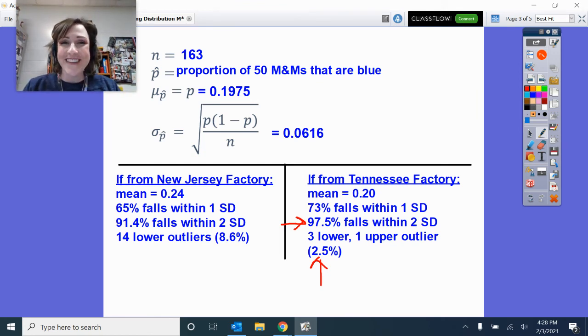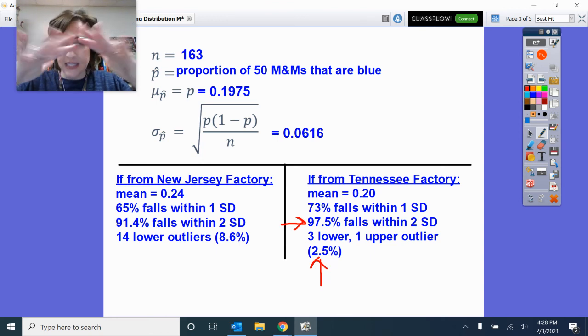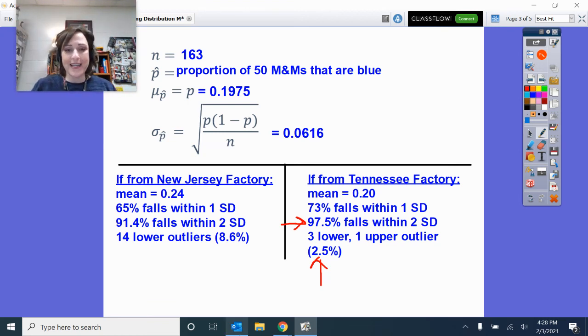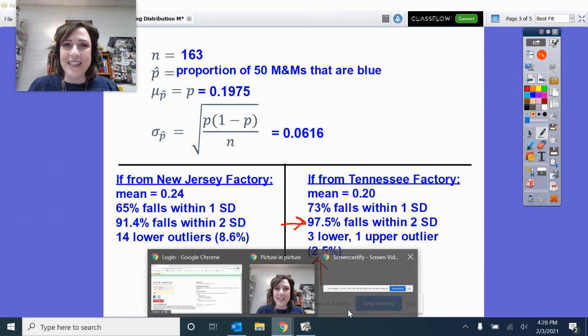Okay, so there is the summary for our proportions of blue M&Ms and the mystery of where our M&Ms came from. So just remember that our sampling distribution is how the samples are distributed, and they will center where the true population data is really centered. All right, I hope that was a fun little lab for you.